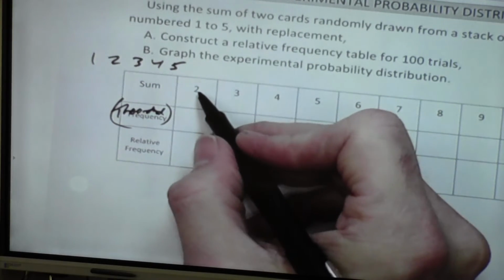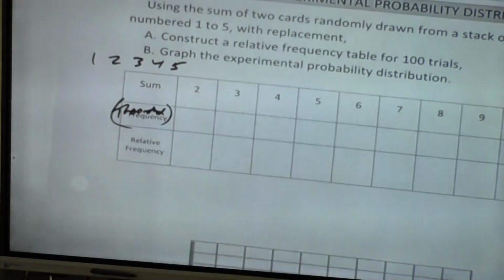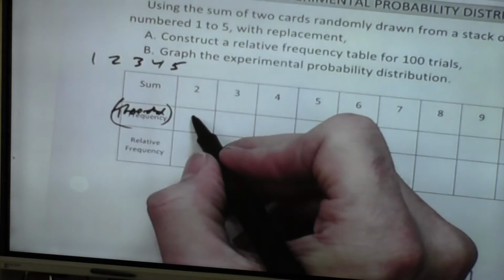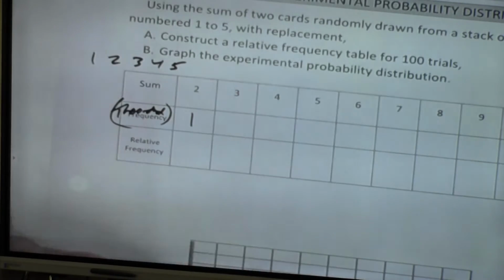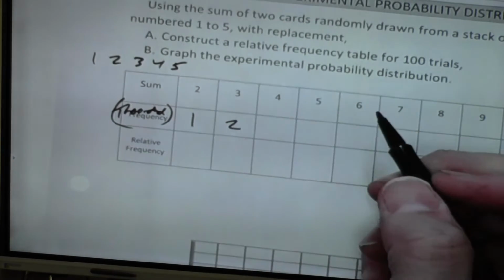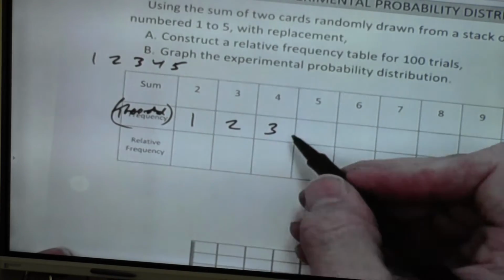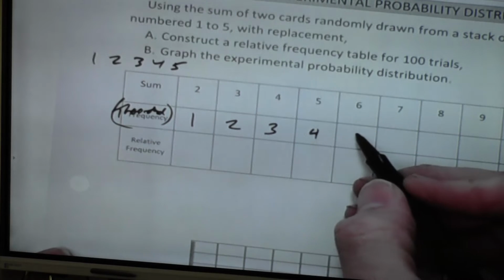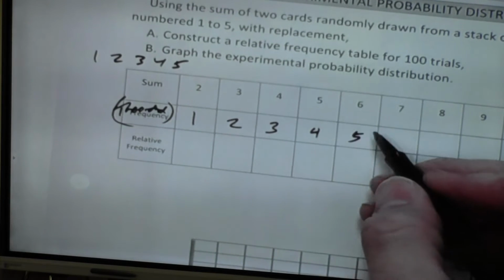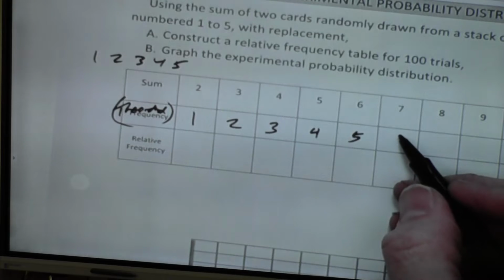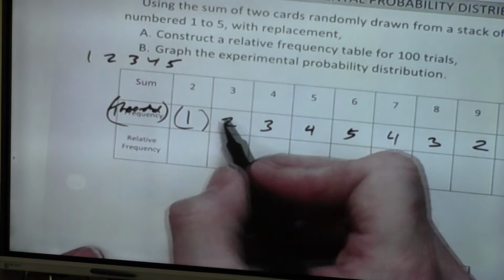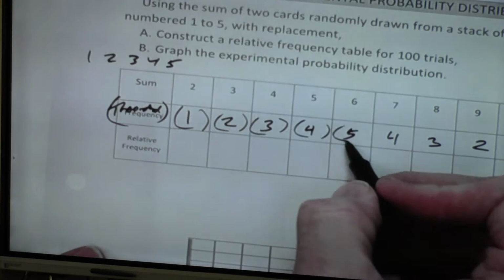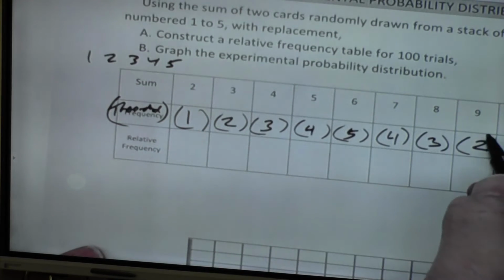So the only way to get a 2 is if you pull a 1 two times, just like the spinner, a 1 and a 1 again. So there's only one way to get a 2. To get a 3, you're going to need to pull a 2 and then a 1, or a 1 and then a 2. So there's 2 ways. To get a 4, there are 3 ways. To get a 5, there are 4 ways. To get a 6, there are 5 ways. To get a 7, there are 4 ways. 3, 2, and 1. But I'm going to put all of these in parentheses because they're only theoretical.